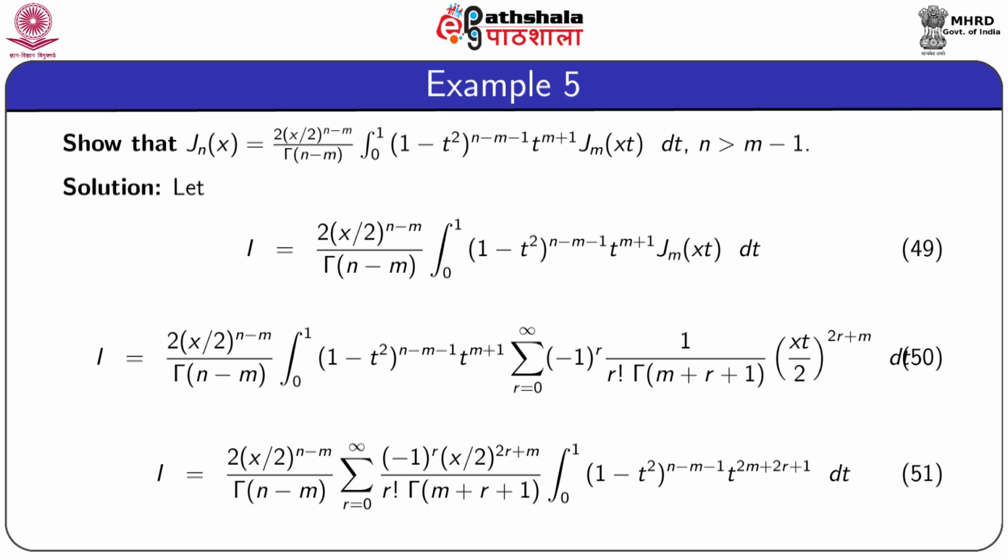We substitute the value of J_m(t) in the expression 49, and we will get I equal to 2 into (x by 2) to the power n minus m divided by gamma n minus m multiplied by integration 0 to 1 of (1 minus t square) to the power n minus m minus 1 t to the power m plus 1 summation r equal to 0 to infinity (minus 1) whole to the power r into 1 by r factorial gamma m plus r plus 1 (xt by 2) to the power 2r plus m, which after simplification gives equation 51.